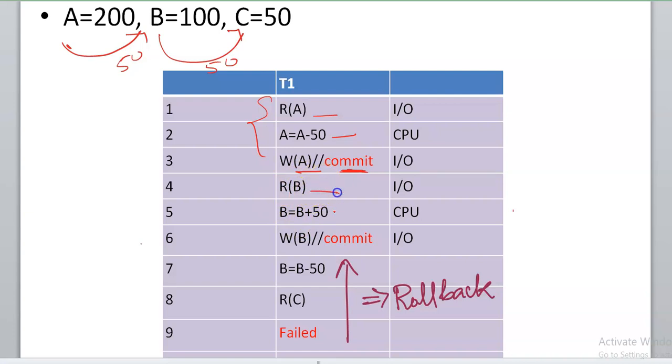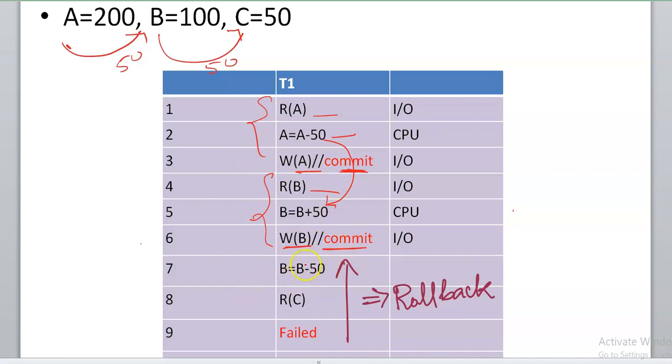Next, we are reading from B, adding those ₹50 to B's account, and then writing back to B, which means a commit operation has been done here also, so the changes made during these operations are final and permanent.